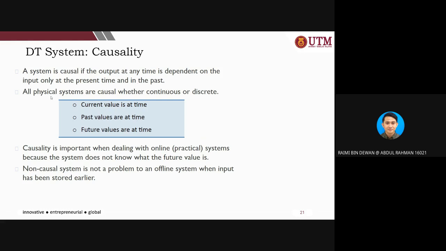Okay, all physical systems are causal, whether continuous or discrete. So physical systems are causal. You see, the physical systems that we have, they are causal, whether it is continuous or discrete.